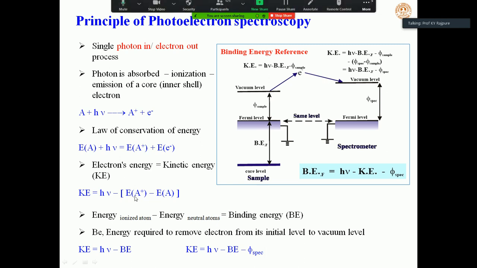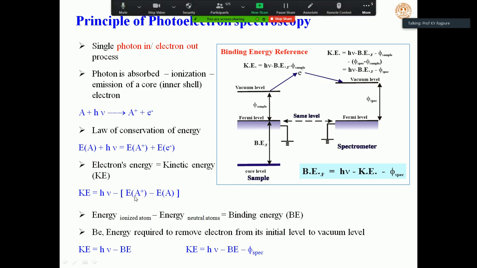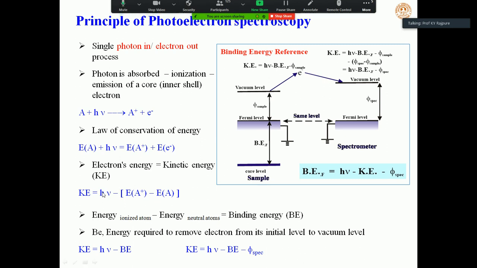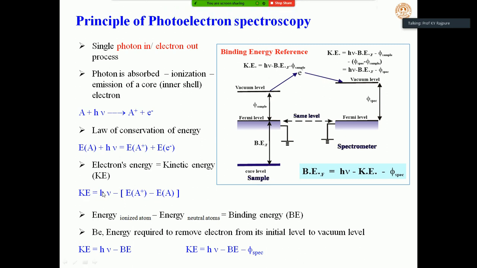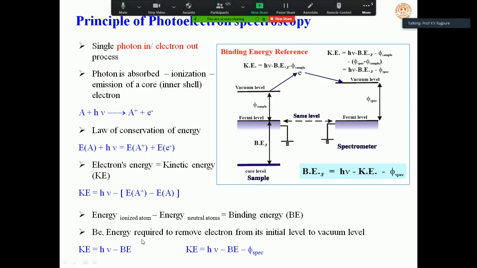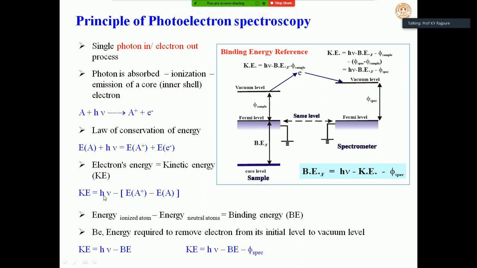Now this binding energy is the characteristic of the material. So the photon energy can be changed, and the kinetic energy will depend on the photon energy, but the binding energy will remain as it is. So in X-ray photoelectron spectroscopy, we have a graph of intensity on the y-axis versus binding energy, or intensity versus kinetic energy. The intensity versus binding energy is the main graph. The kinetic energy graph changes because whatever radiation you have used will decide the kinetic energy.